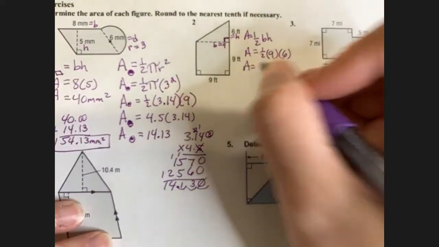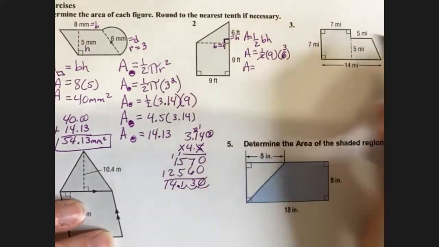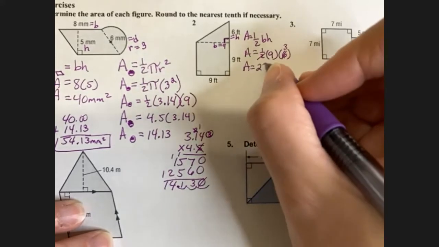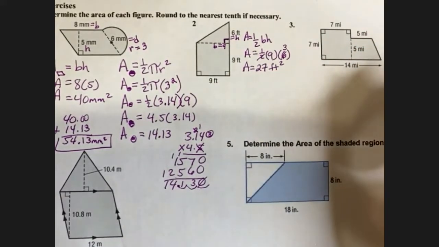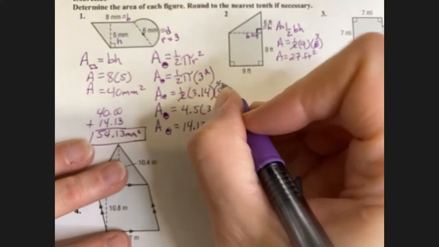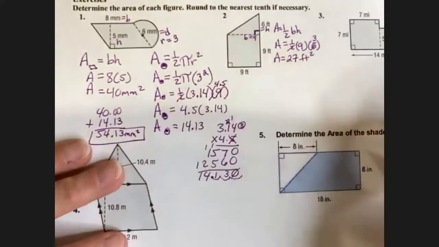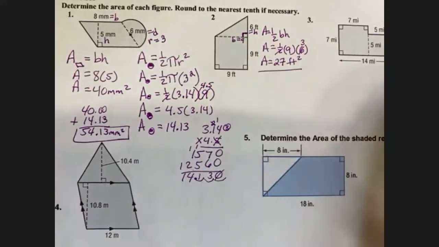And you can do this really easy by taking half of 6, and half of 6 is 3. I'm just going to do that. And 9 times 3 is 27 feet squared. There's my area of my triangle. And I probably could have done that over here. I'm going to stop for a minute so you know what I did there. And I have the 9 there. Okay, it makes it a little easier to see. And so there's my area of my triangle.